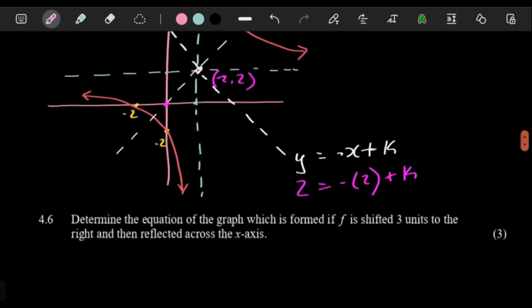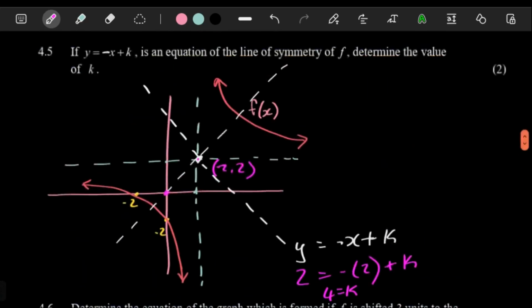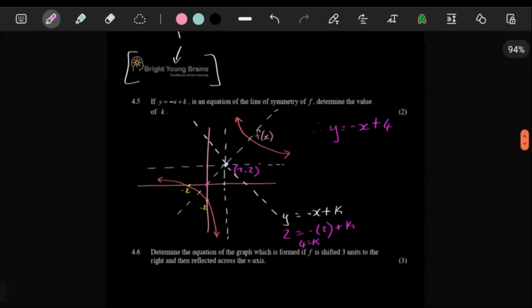So all this being said, move this to the left. You're going to have 2 plus 2, which is a 4. Then you have your value of k there. So the equation, therefore, is y is equal to negative x plus 4. And that is the way we like it.